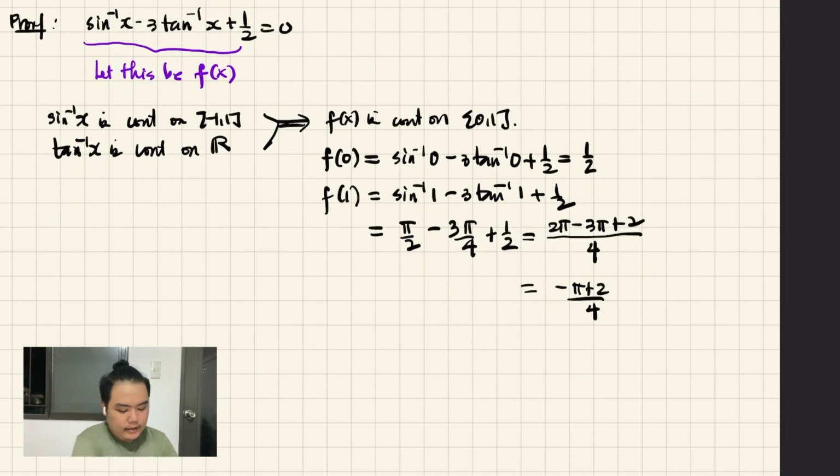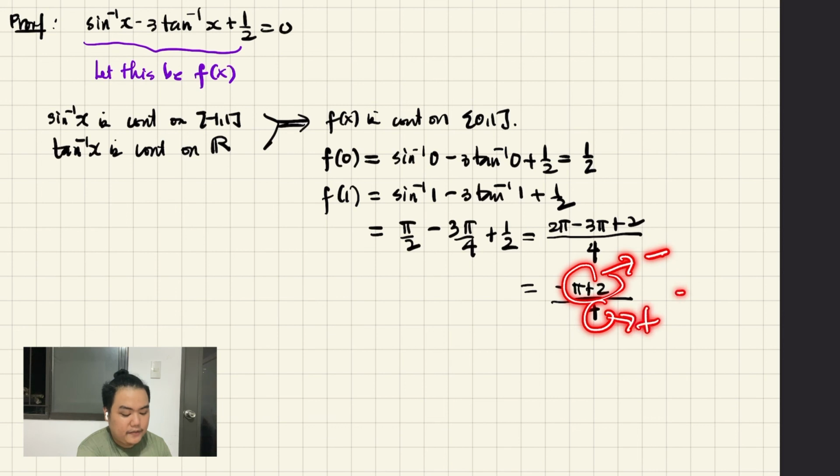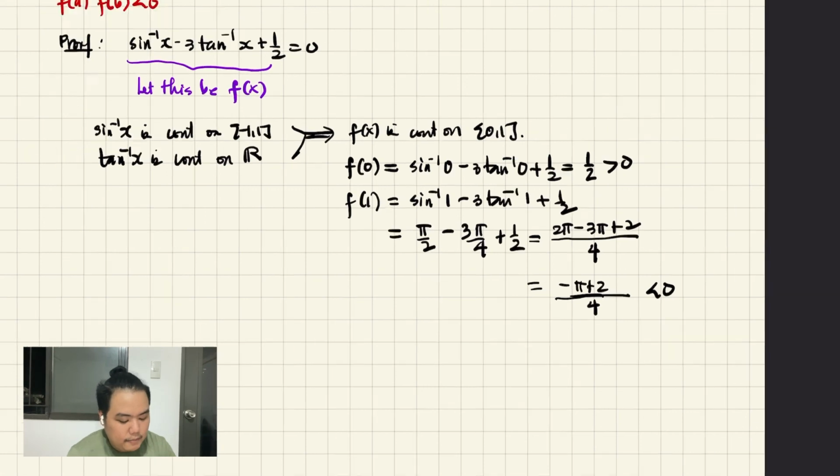Let me check the addition, in case I made a mistake again. Okay, 1 half, negative 3 pi over 4, pi over 2. Is this negative or positive? Negative pi plus 2: pi is 3.14, so negative 3.14 plus 2 is negative. Negative divided by positive gives negative. Yes, lucky us. This is negative, and the other is positive.